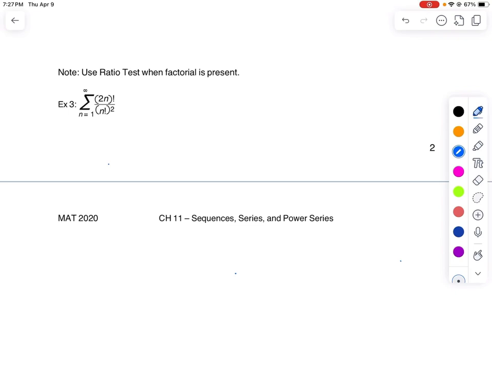Continuing with section 11.6, we are talking about the ratio test. Here is the third example. So always remember, when factorials are present, the ratio test is the key.